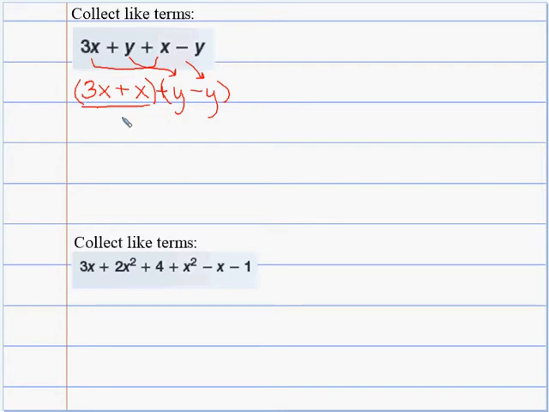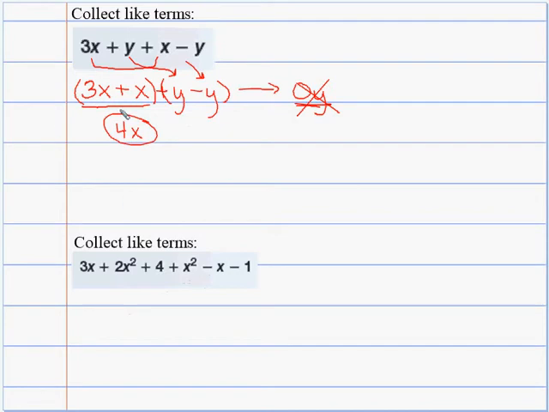So again, we're going to combine the coefficients on our like terms. So I have 3x plus x. x and 3x are like terms. 3 plus 1 would be 4x. Here I have a positive y and a negative y. So plus 1 minus 1 is going to end up being 0y. And if your coefficient is 0, we don't even write it down, leaving your answer just 4x.